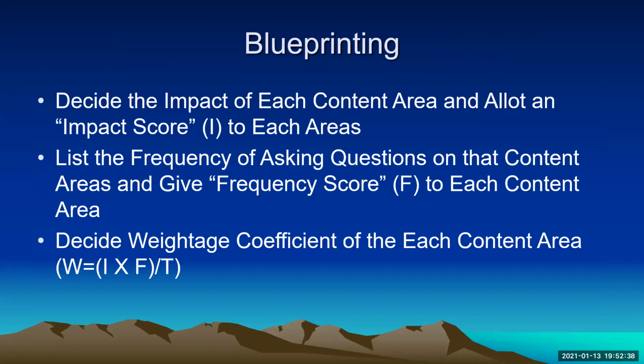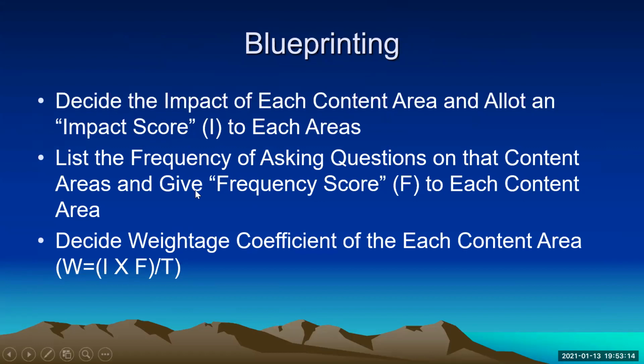Talking about the details of blueprinting may not be feasible today, but just to give an idea, by blueprinting we decide the impact of the content area and allot an impact score. Impact score can be from 1 to 3. For a low impact area we can give a score of 1, and for a more impactful area a score of 3. For example, in ophthalmology, retinoblastoma or any malignancy may have less impact for the student as compared to the topic of cataract.